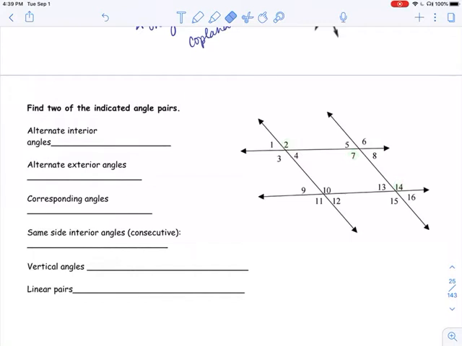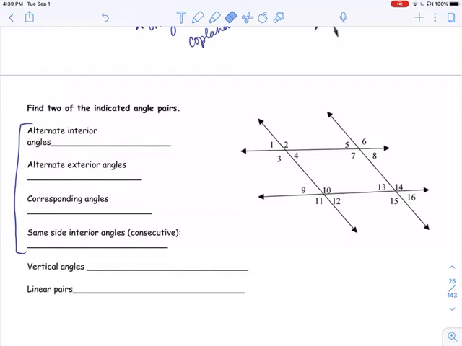Let's say I look at angle 4 and angle 13. These have no relationship. None of these relationships right here have anything to do with 4 lines. So we need to look only at 3 lines at a time.